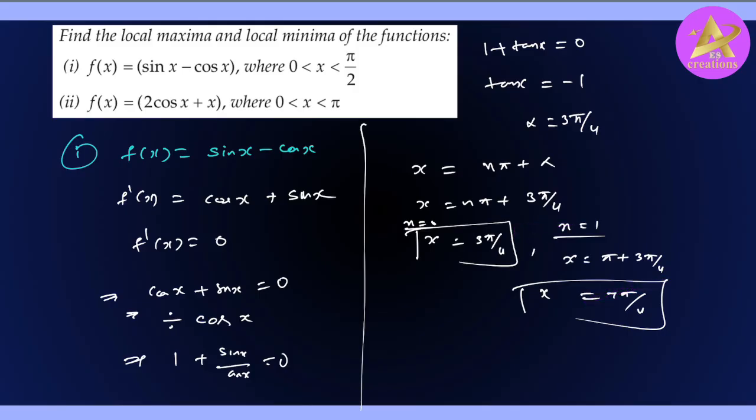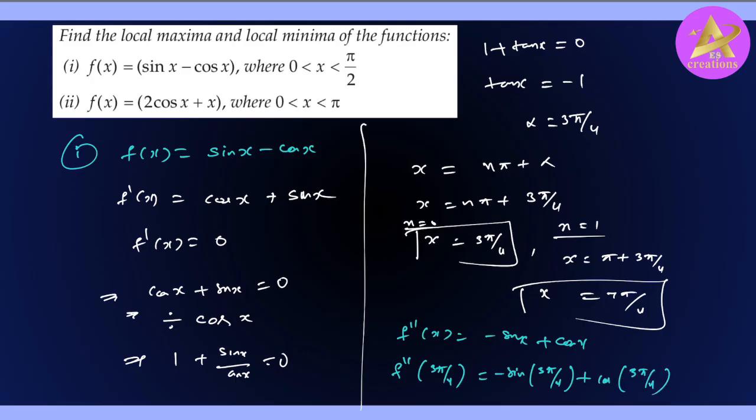And next, you have to differentiate again. f double dash of x equal to cos x differentiation is minus sin x, and sin x differentiation is cos x. Now substitute these values: f double dash of 3 pi by 4 is minus sin 3 pi by 4 plus cos of 3 pi by 4. Okay, pi by 4, what is pi by 4?